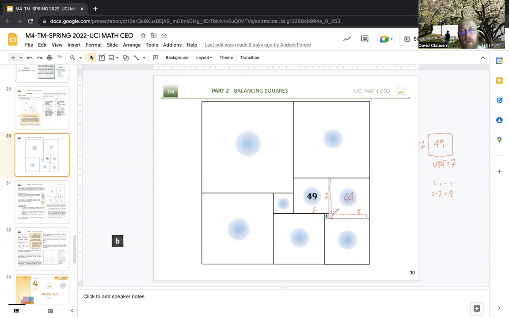So if we do 8 plus 1, that's 9. So this is 81. And then this is 9 plus 1 would give us 10. So this is 100. And then this side right here is 10. And this side right here is 6. So then this is 4. So we get that this is 16. And then if this is 4 and this is 10, that makes that 14.